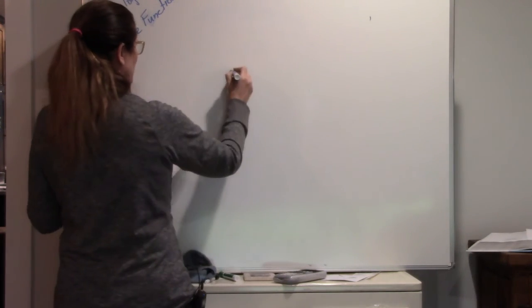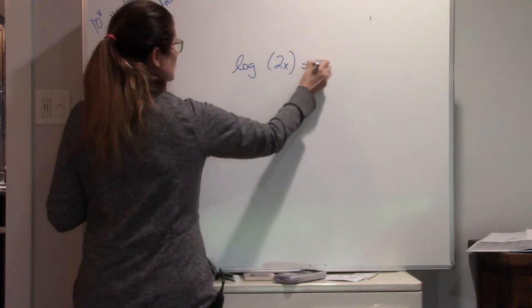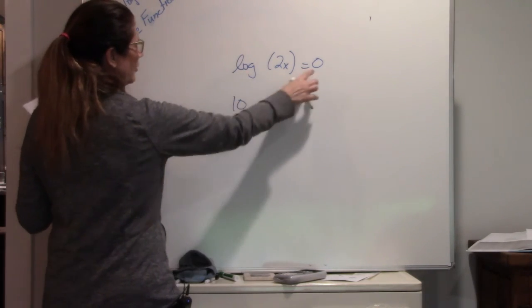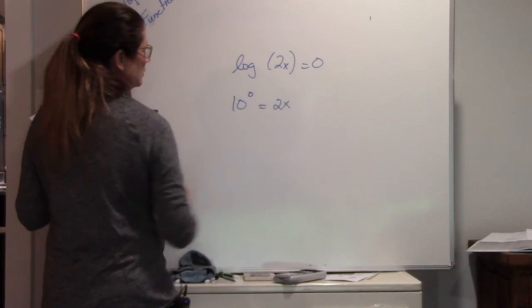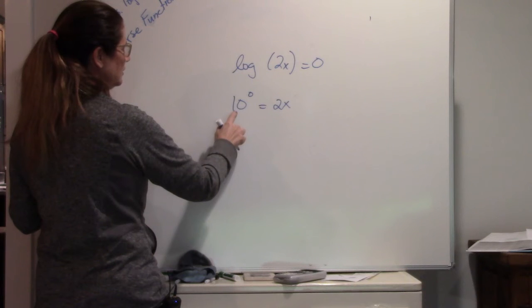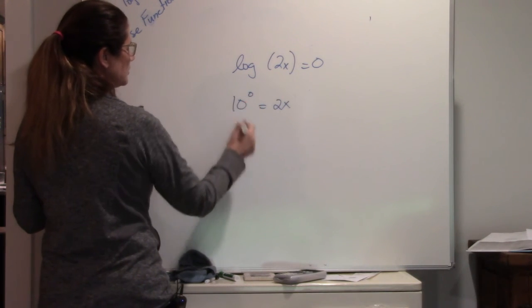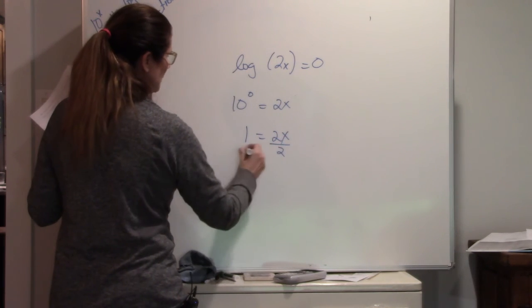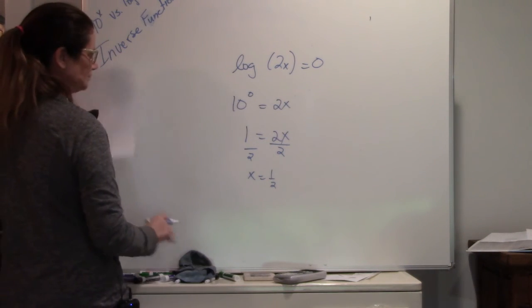to solve it. So it's log of 2x equals 0. So remember, this is base 10. This is the exponent. That's the total. Okay, so 10 raised to the 0 power gives me this. Well, 10 raised to the 0 power is 1. Divide both sides by 2, so I get x equals 1/2. Okay.